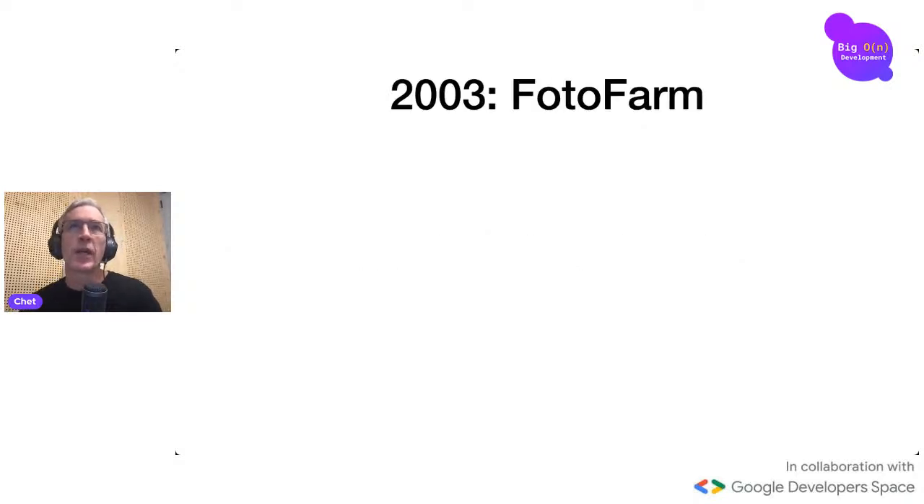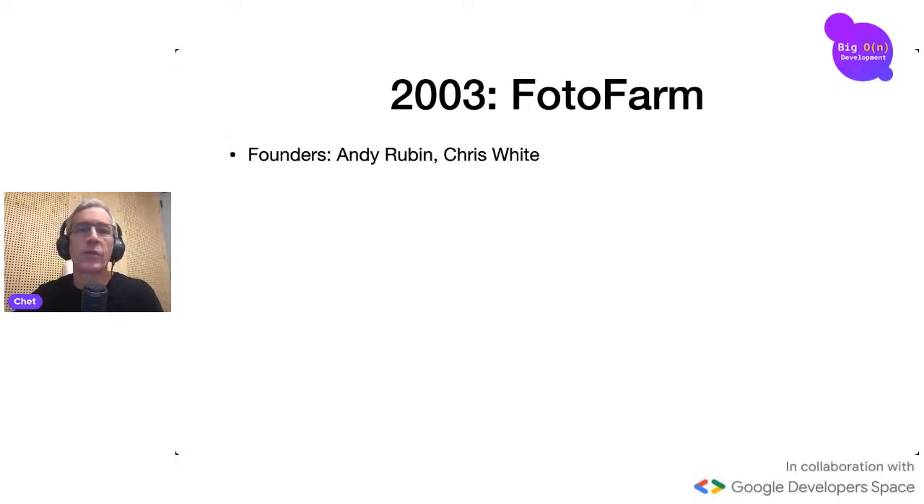So way back in 2003, toward the end of 2003, there was a startup formed called Photo Farm. This was formed by Andy Rubin and Chris White, who had been colleagues at WebTV. Andy Rubin had also founded Danger by that time, and he and Chris thought cameras are really awful.